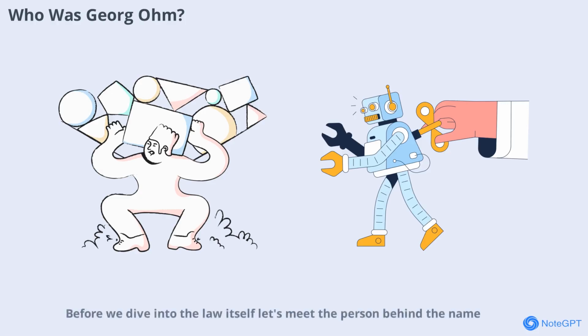Before we dive into the law itself, let's meet the person behind the name, Georg Simon Ohm. He was a German physicist and mathematician who in the 1820s conducted experiments that led to the discovery of the relationship between voltage, current, and resistance. Ohm's dedication to understanding electricity paved the way for modern electronics. His work was initially met with skepticism, but over time it became a cornerstone of electrical engineering. Knowing a bit about Ohm helps us appreciate the significance of his law and its impact on technology today.